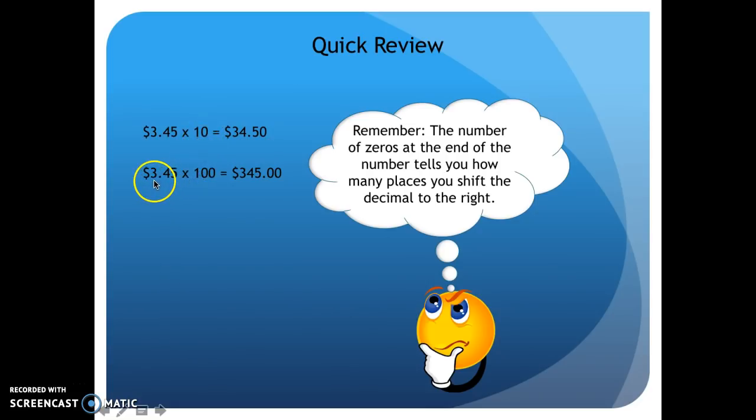So if we start out with $3.45 and multiply by 100, the number of zeros at the end tells us we are shifting our decimal 2 places to the right, and we'd end up with 345. If we were multiplying that same amount of money by 1,000, since we have 3 zeros on 1,000, we would be shifting that decimal 3 places to the right. So 1, 2, 3, we're going to end up with 3,450.